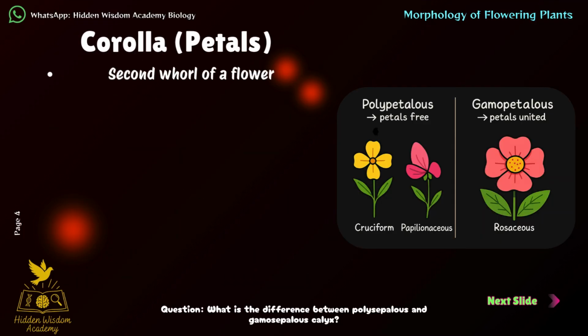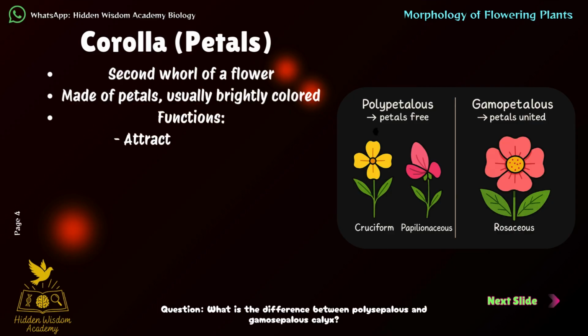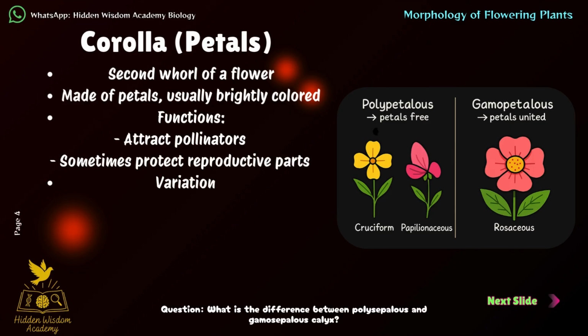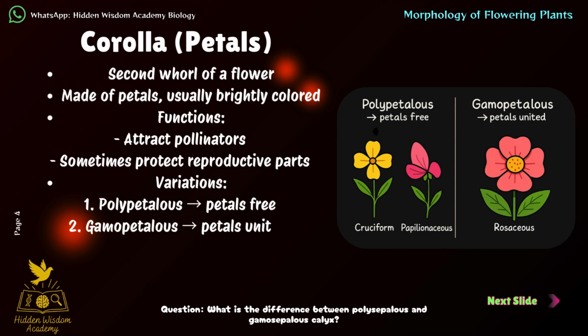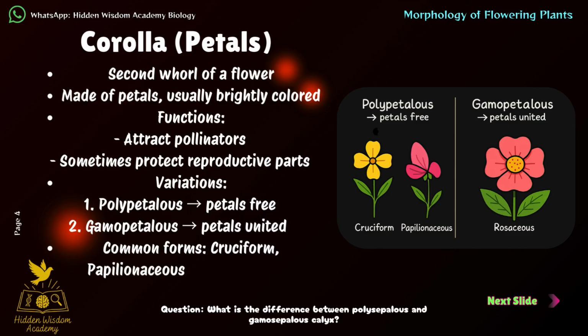Now, let's talk about corolla. The corolla is the second whorl of a flower, made of petals that are usually bright. Its main job is to attract pollinators, and sometimes it also protects the reproductive parts. Petals may be free, polypetalous, or joined, gamopetalous. Some common corolla types are cruciform in mustard, papilionaceous in pea, and rosaceous in rose.